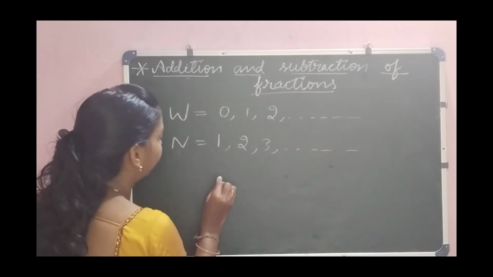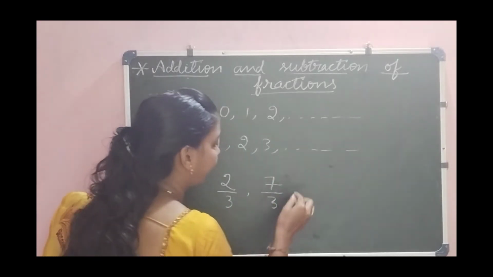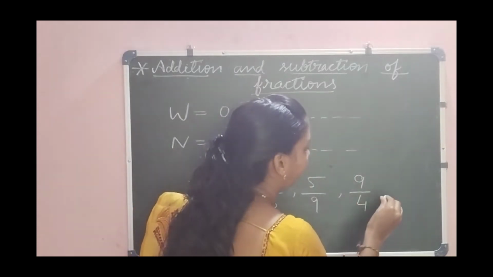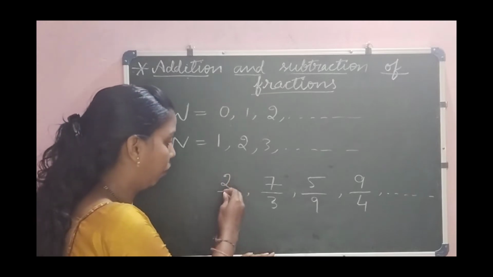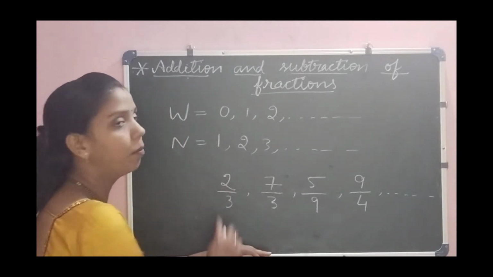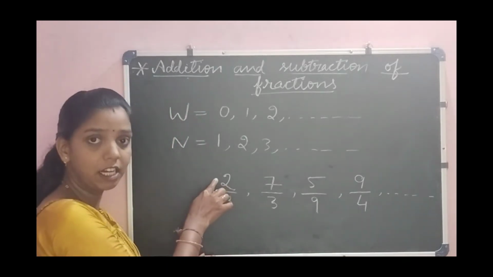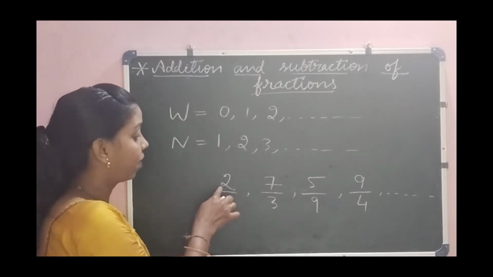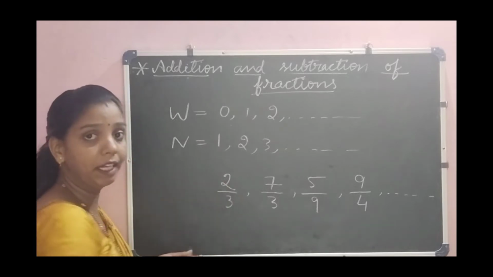Now, which are the fractions? Fractions are generally given as 2 by 3, 7 by 3, 5 by 9, 9 by 4, etc. When I apply the line here, the number above the line is considered the numerator. All these are fractions. Above the line is the numerator and below the line is the denominator. When you divide numerator by denominator, you will get a decimal.